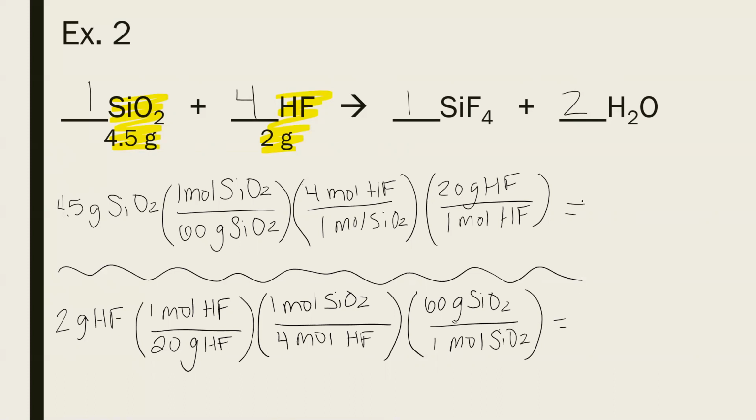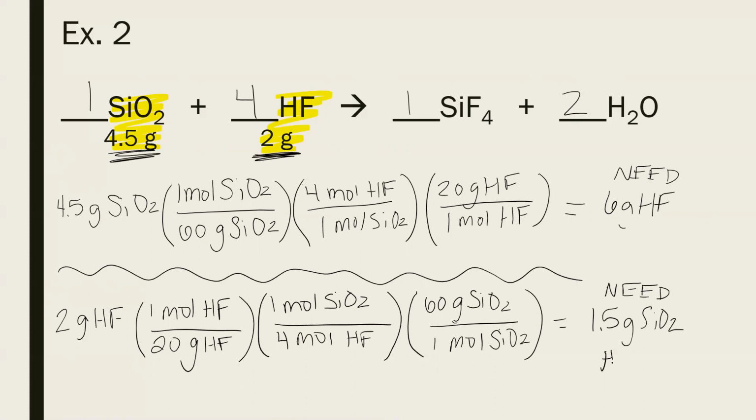All right. So if I do the top method, I solve for 6 grams of HF. That's what I need. If I solve the bottom one, I get 1.5 grams of SiO2. Once again, I need that. Whatever you solve for is what you need. Go back to the problem. Here's what I have. I have 4.5 grams of SiO2, and I have 2 grams of HF.